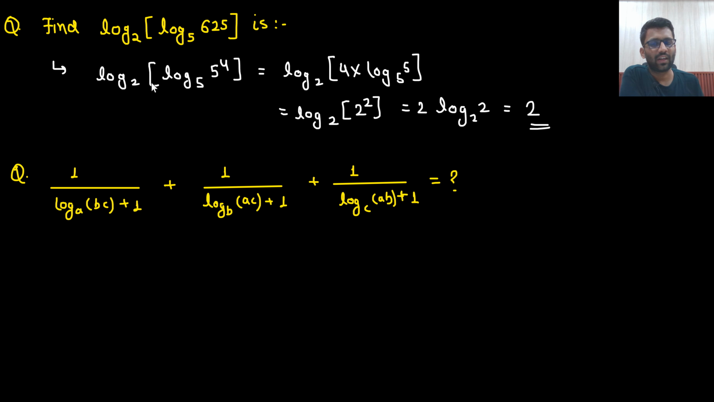5 to the power 4, 4 came in front. This would be 1. 2 to the power 2, 2 came in front. This would be 1. So the answer is 2. Well and good.